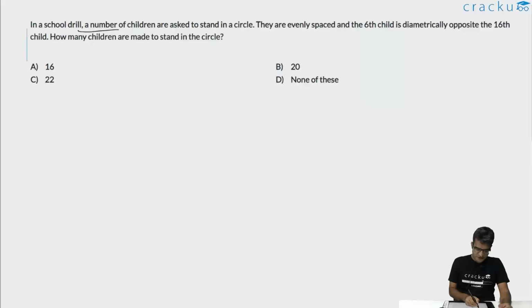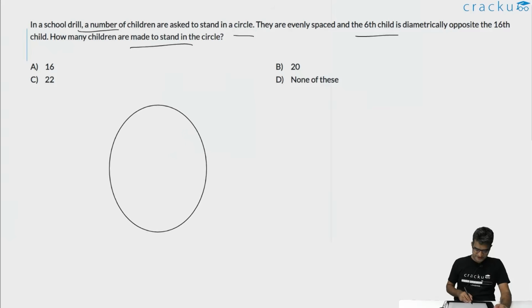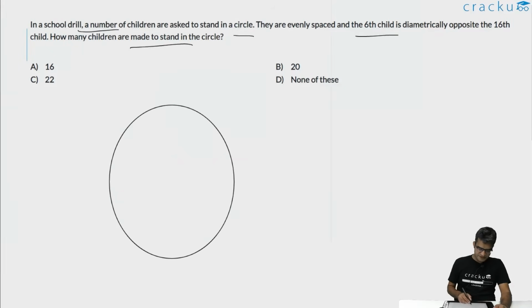In this question, we are told that there is a school drill and a number of children are asked to stand in a circle. They are evenly spaced and the 6th child is diametrically opposite the 16th child. How many children are made to stand in the circle? So we have a circle like this. Somewhere over here we will have the 6th child, and somewhere over here we will have the 16th guy. Both of them are diametrically opposite each other.